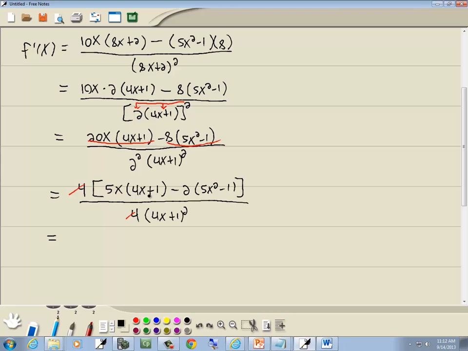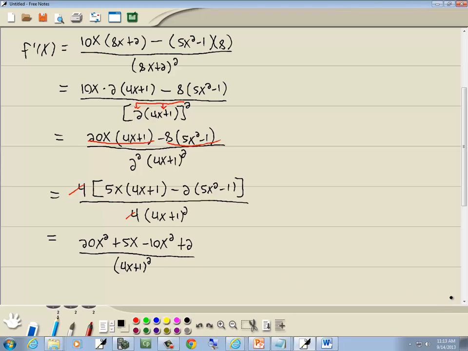So back up on top, there's nothing else I can factor out. So the only thing we can do is get rid of parentheses, combine together like terms, and see where it goes from there. 5x times 4x gives us 20x squared. 5x times 1 is 5x. Negative 2 times 5x squared gives us negative 10x squared. And negative 2 times negative 1 gives us a positive 2. All over 4x plus 1 squared.